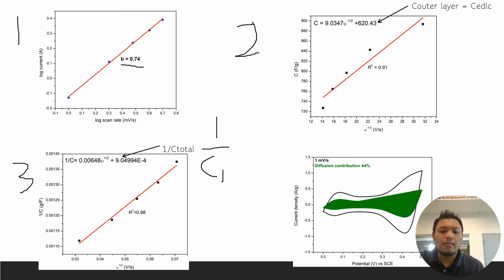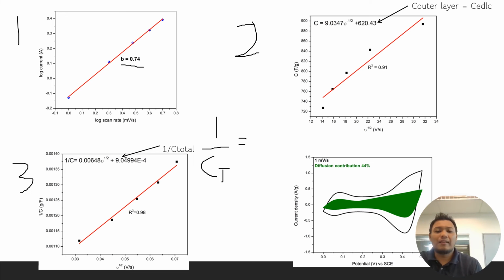In this case, 1 over C total equals 9.04994 exponent negative 4. From that, just use your calculator to get the value of C total. C total equals 1 divided by 9.04994 exponent negative 4. Then you get your C total.